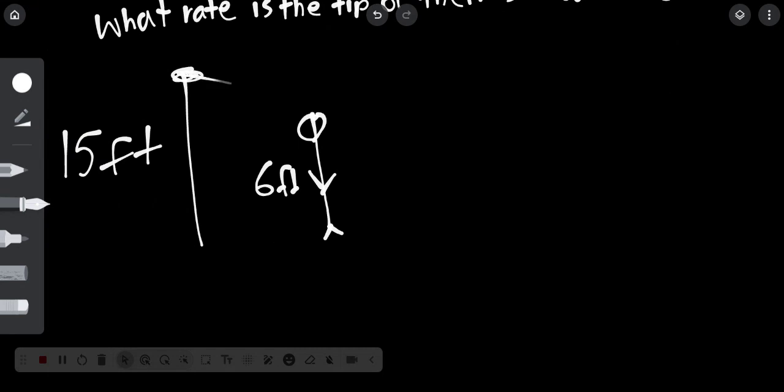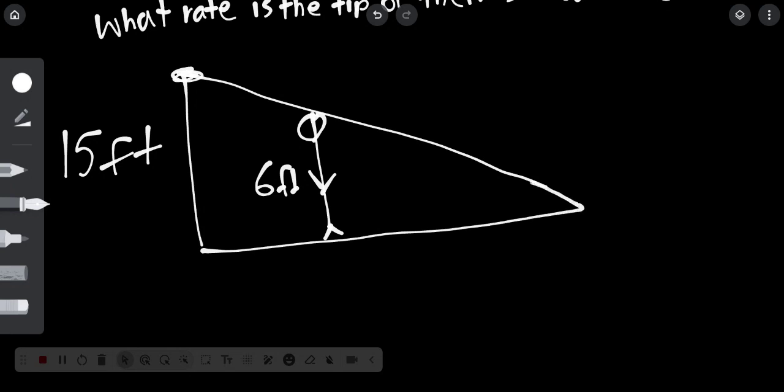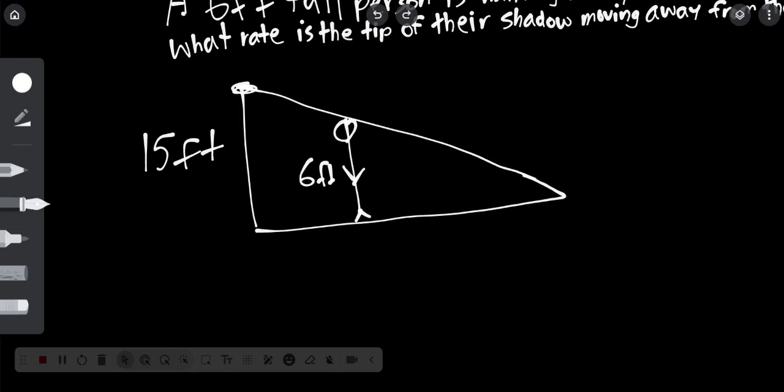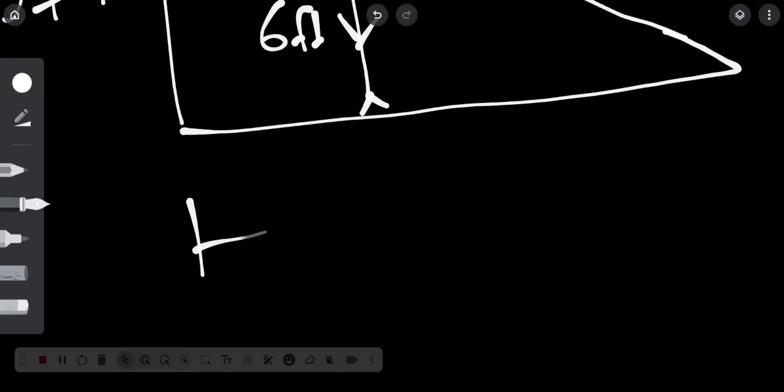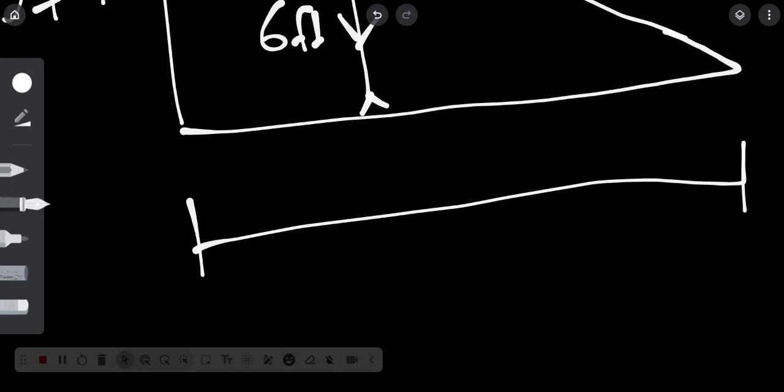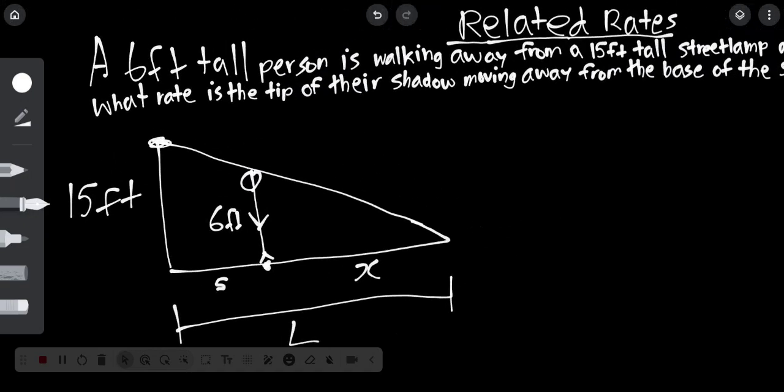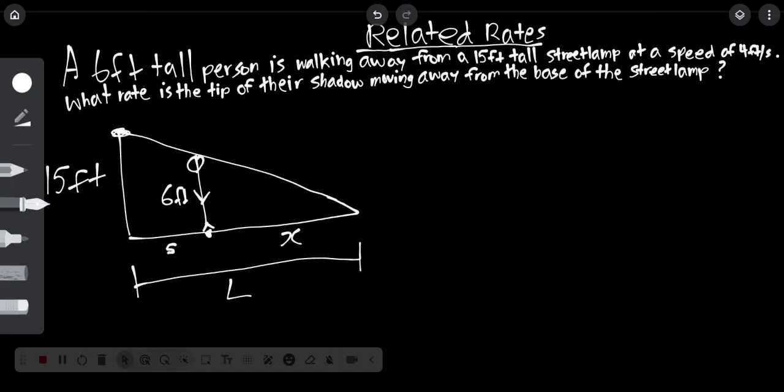Let's actually draw this triangle right here. This is the shadow that's generated. So we'll draw this, and let's give some variables. This length right here, let's say is L. Let's say this is S, and this is X. Now we're given that he moves away from the street lamp at a speed of 4 feet per second.